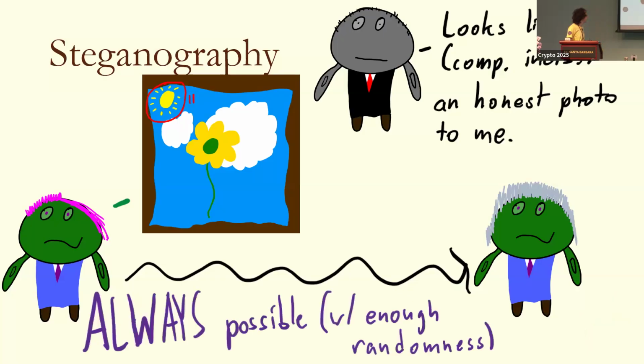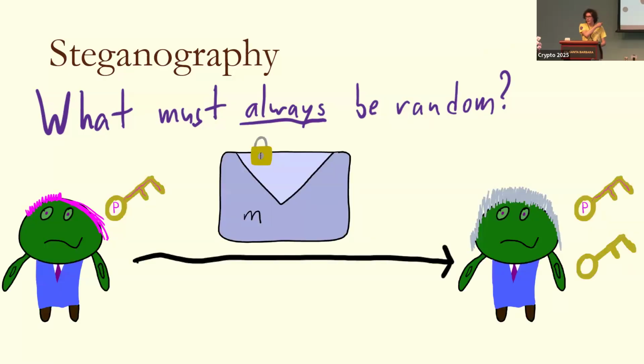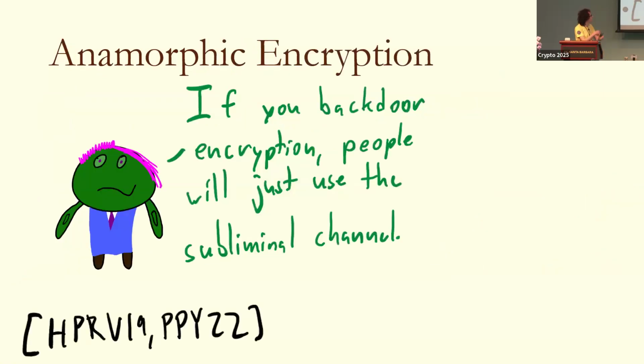It turns out that this is actually something that is always possible in any setting where you are sending messages that have sufficient randomness in them. There's one setting where messages are always going to be sufficiently random, and that setting is when you're sending ciphertexts. Encryption must always be random, otherwise it is insecure. So when you're sending ciphertext, there's always going to be some subliminal channel baked in. This leads to the argument that there's no point actually backdooring encryption, because people will just use this subliminal steganographic channel inside the ciphertext.